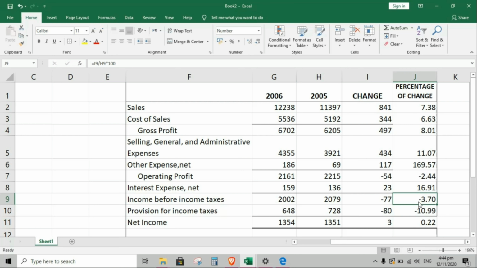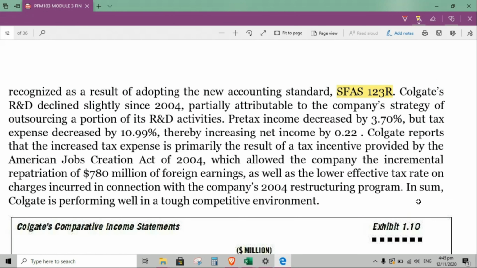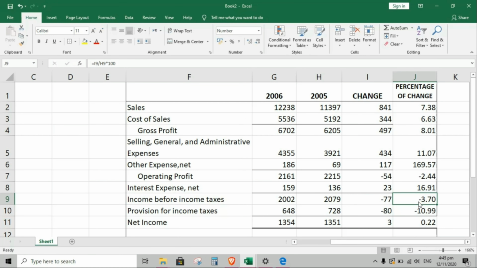So, progressive tax tayo. The more na malaki yung kita, the more na malaki din yung tax. Kunti na yung kita, kunti na din yung tax. So, makikita nyo dyan, Colgate. Kaya yung tax nila bumaba kasi nakalusot sila ng tax incentive dahil nga doon sa batas na ginawa ng American Jobs Creation Act. Yan. That is how you interpret your results of your comparative financial statement analysis.